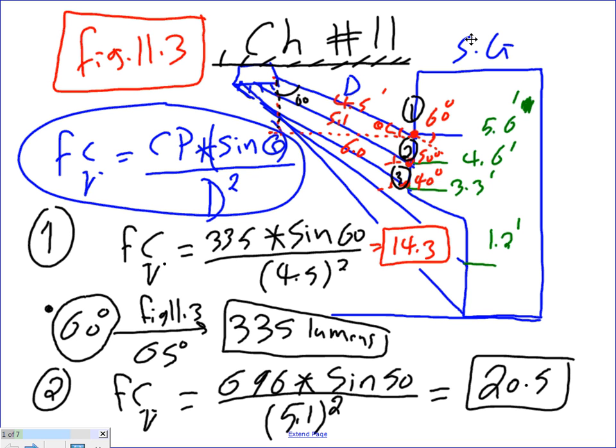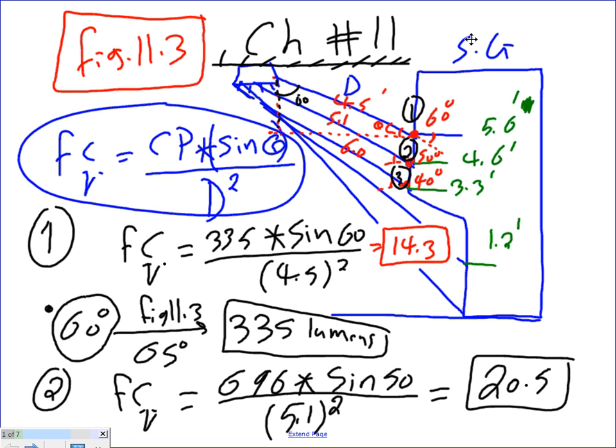My distance is 5.1. Okay, so if you go to 50 degrees from the table, I don't have 50, so I need to go to 55. 696, multiply it by sine 50, divide by 5.1, and that gives you 20.5. So at point 2, I have a 20.5 foot candle.